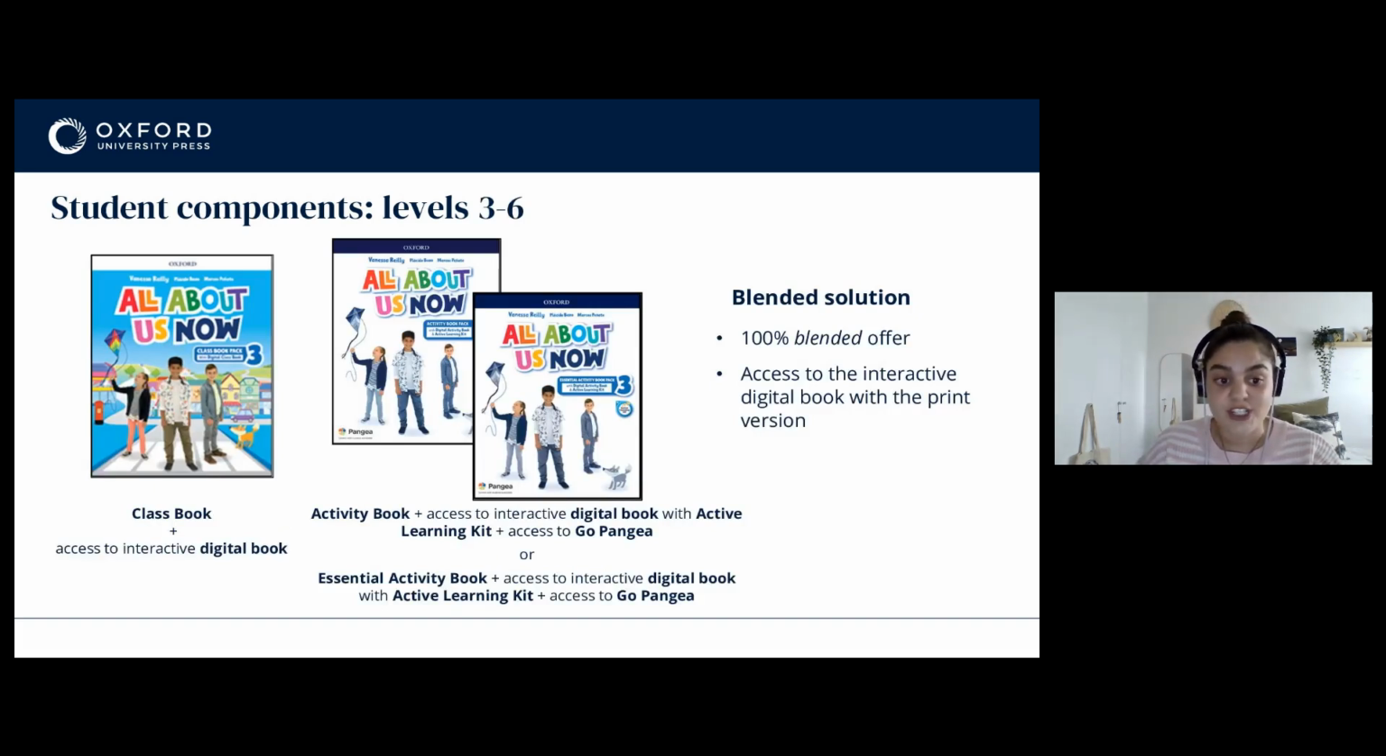For levels 3 to 6, the printed class book gives access to the digital book, and the activity book gives access to the interactive digital book, the active learning kit, and access to GoPangea. So again, the solution is 100% blended, making sure that students can access their books wherever they are. They can check the videos, the songs, the karaoke, etc., make their activities interactive, just to make sure that they have options and flexibility regardless of the situation of the classroom.